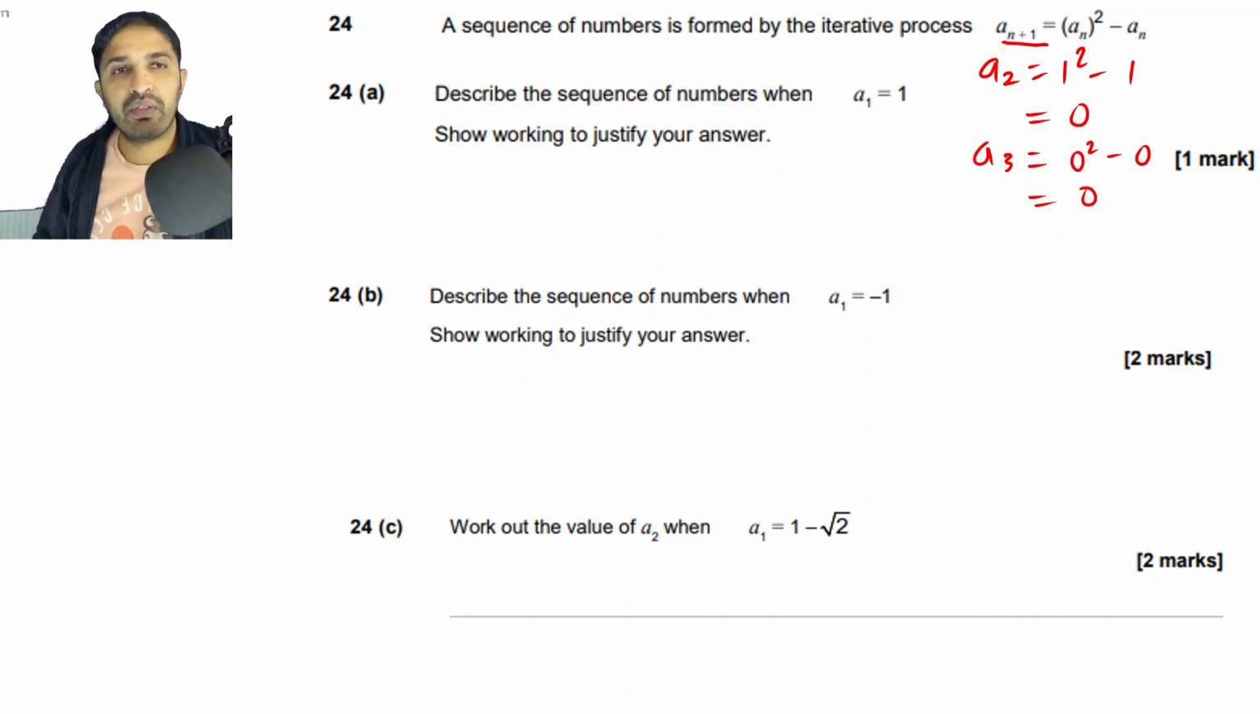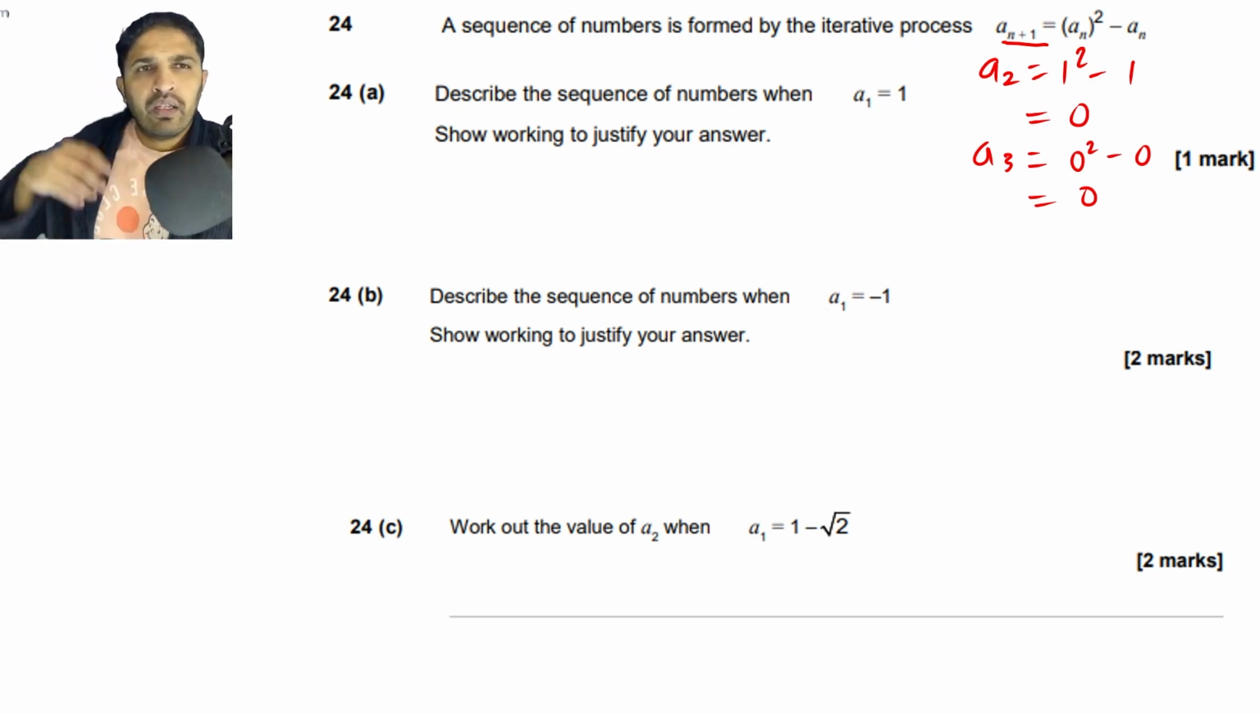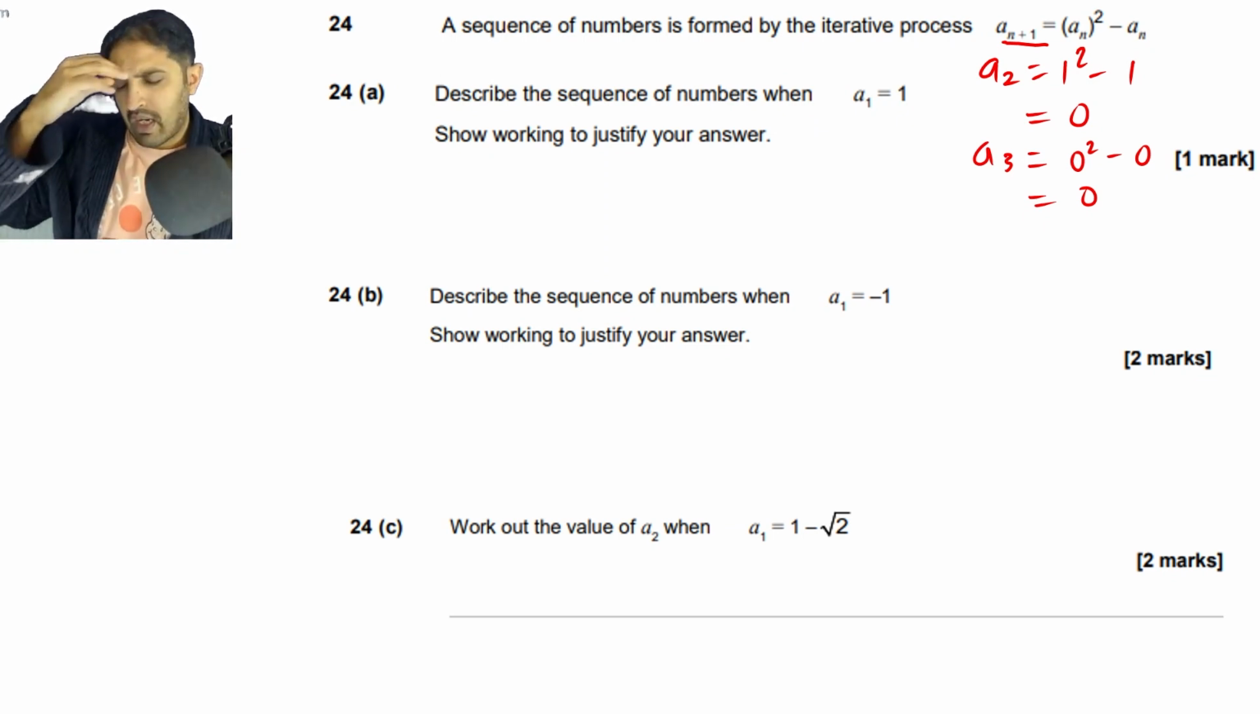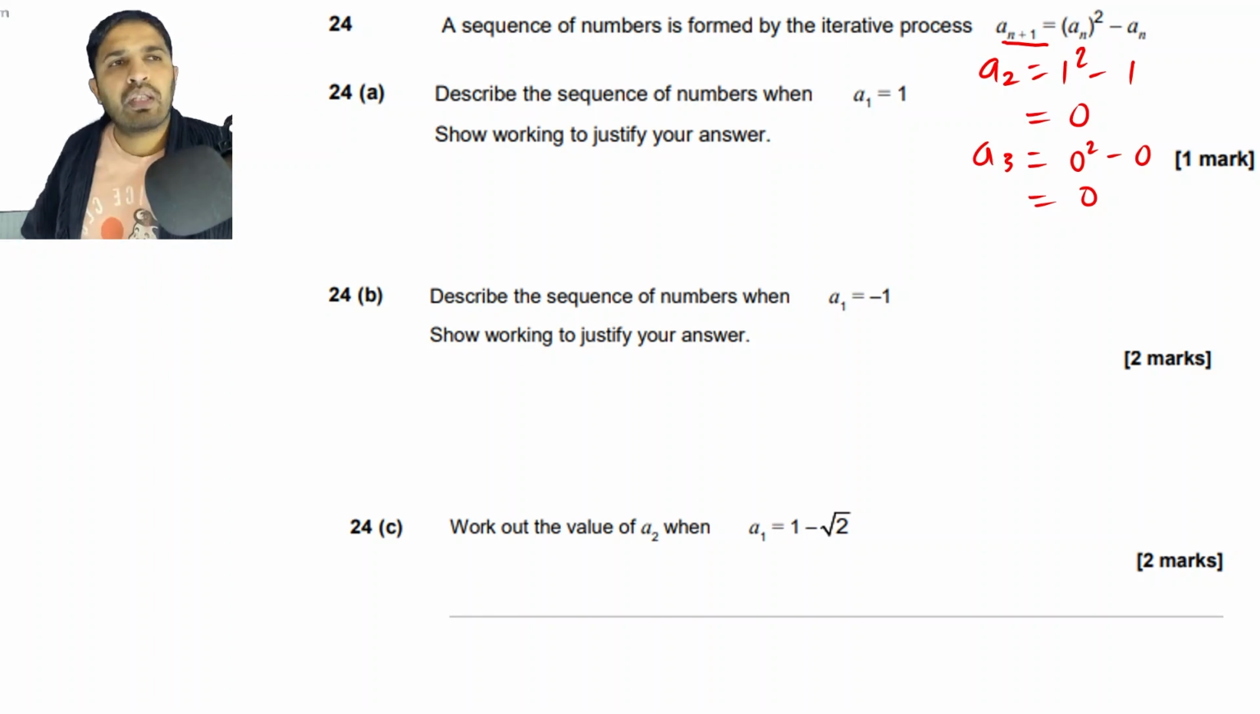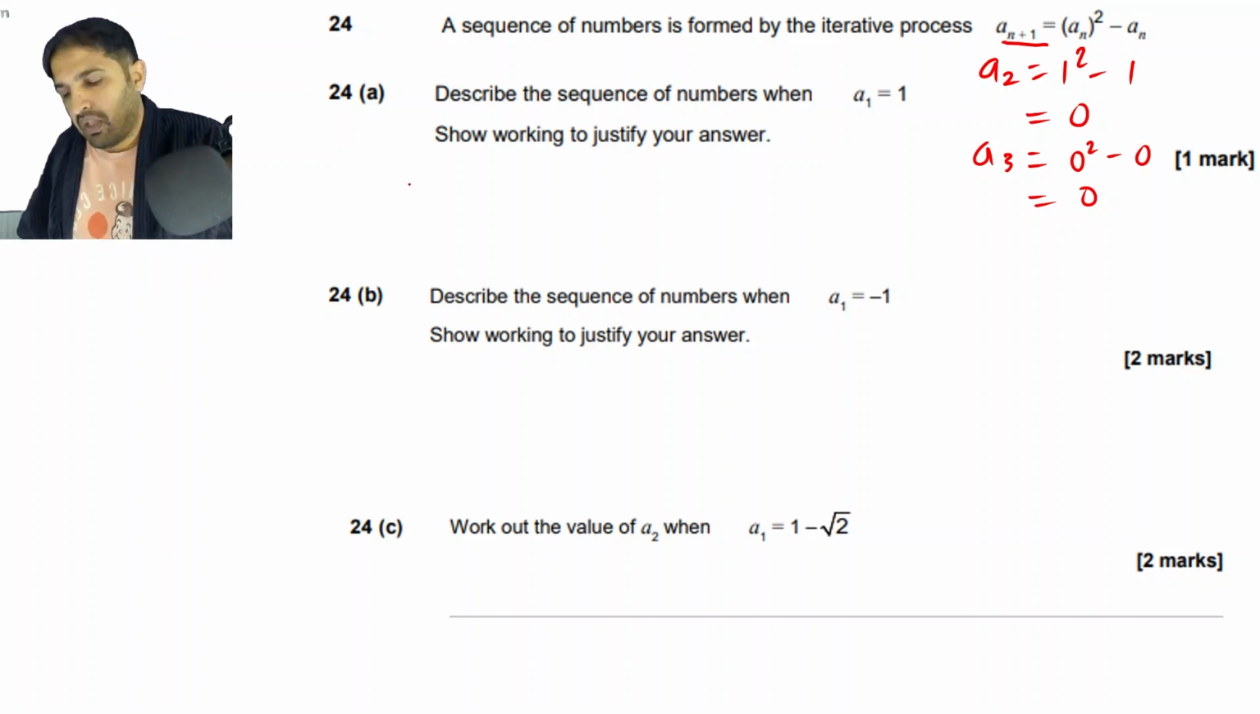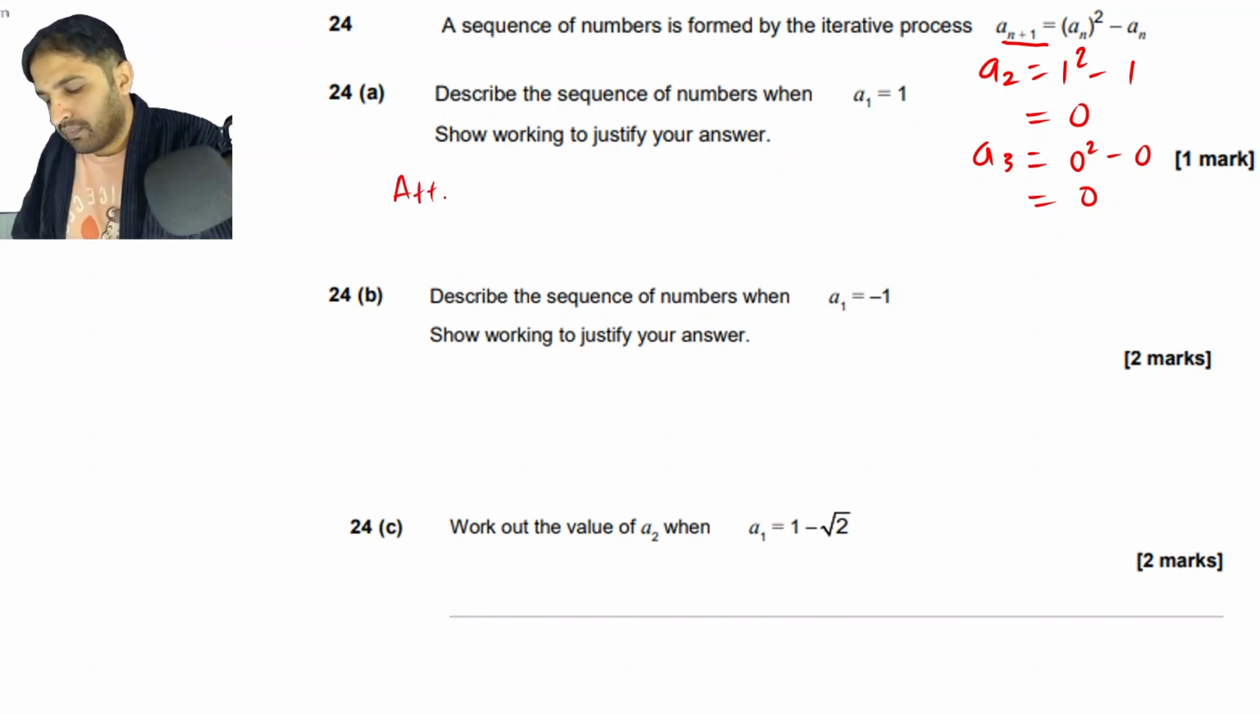Okay, we just worked out the two different values for question 24a. So after 1 is all 0, something along that line. Okay, so after 1 is all zeros.